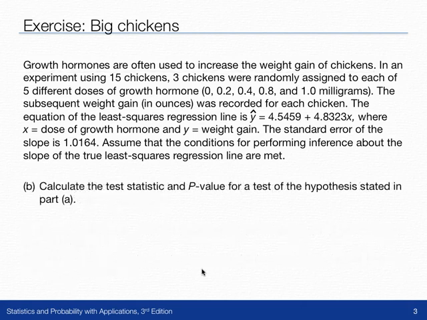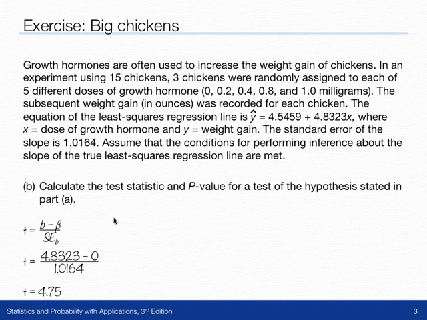Part B of this problem asks us to calculate the test statistic and p-value for a test of the hypothesis that we just stated. This is going to be a t-statistic that we're calculating. b is the slope we got from our sample of 15 chickens, the 4.8323 number. Beta from the null hypothesis is hypothesized to be 0, and the standard error of the slope is listed here. That gives us t equals 4.75.